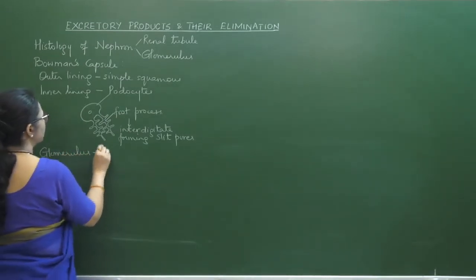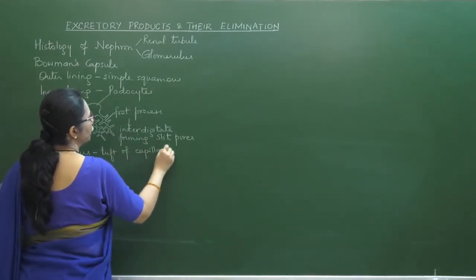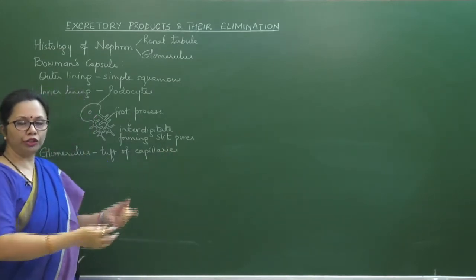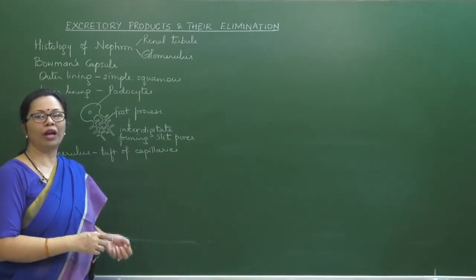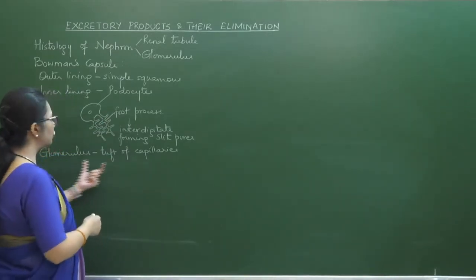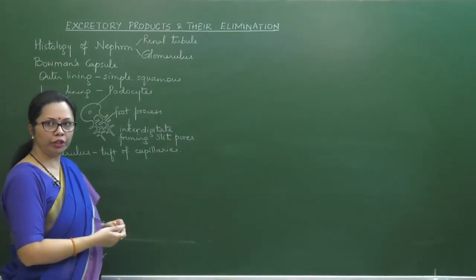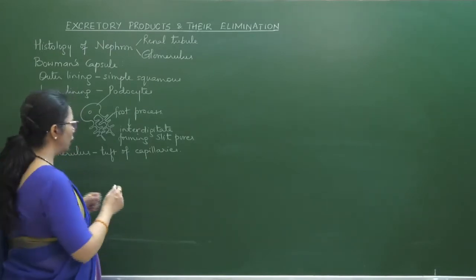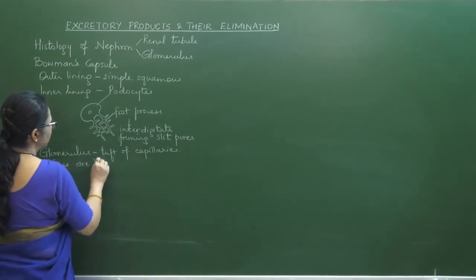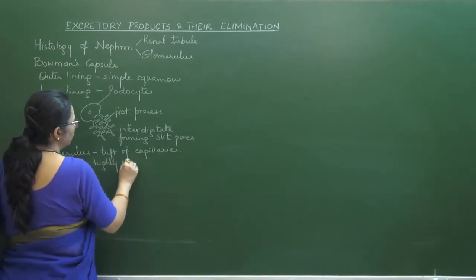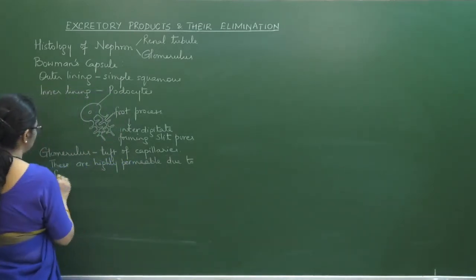So glomerulus is a tuft of capillaries, which you have seen. They are formed by the branching of afferent arteriole, and these capillaries, they join to come out of the Bowman's capsule as efferent arteriole. Okay, so this is tuft of capillaries, and these capillaries are quite different from the rest of the capillaries of the body because they have fenestra. Okay, so these are highly permeable due to fenestra. Now what are fenestra?